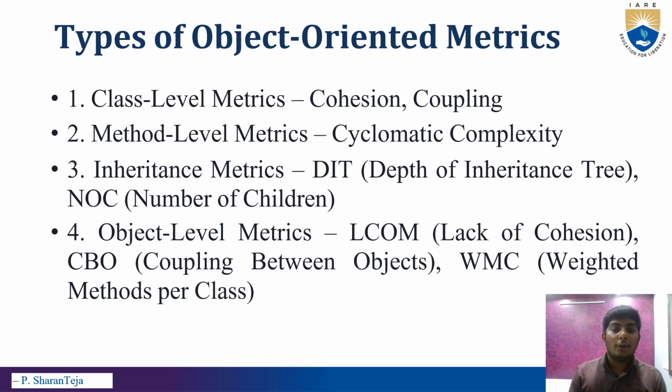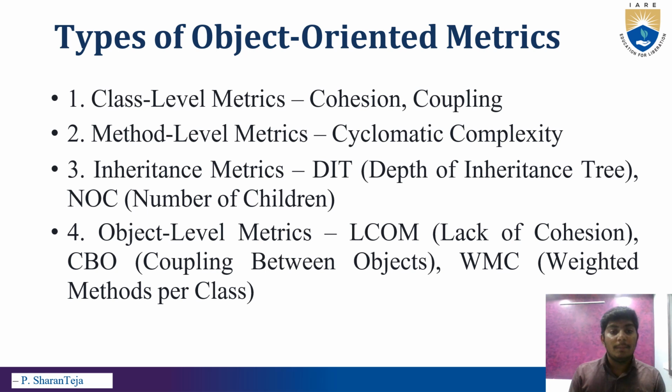Types of object-oriented metrics. Object-oriented metrics are grouped into several categories depending on what they measure. Class-level metrics focus on a single class. For example, cohesion and coupling show how independent and internally consistent a class is. Method-level metrics look inside individual methods. For example, cyclomatic complexity measures how complex a method's flow is. High values mean the code is more difficult to test and maintain.